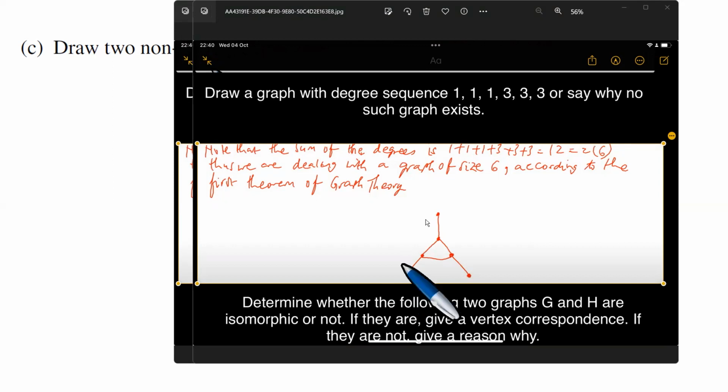For example, is it possible to construct this one? Yes, it was possible. Why? Because we have 3 vertices of degree 1, excuse me, so it's 1, 2, 3. And then we have 3 vertices of degree 3 each. So this one is 1, 2, 3 edges, degree 3; 1, 2, 3 edges, degree 3. As a consequence, it's possible to construct this graph up here.